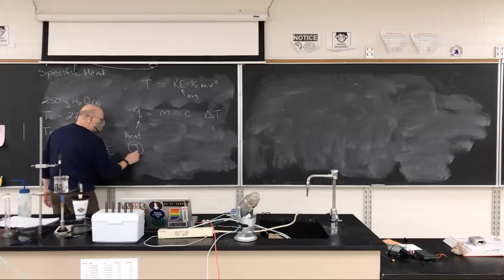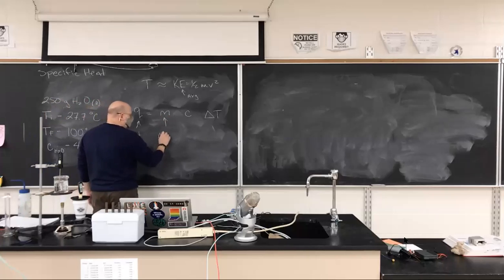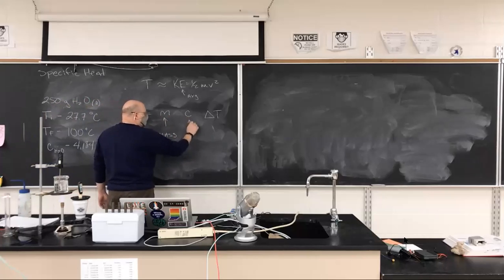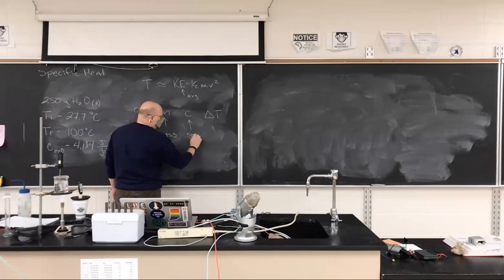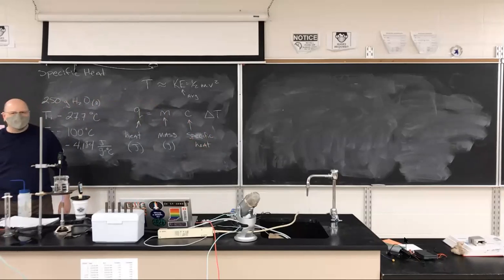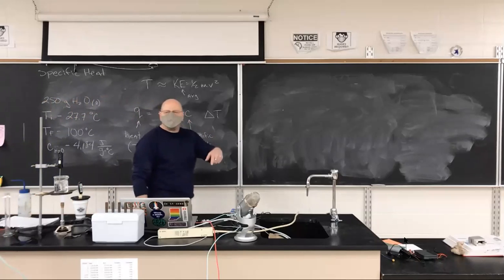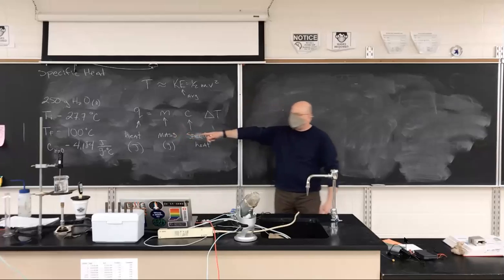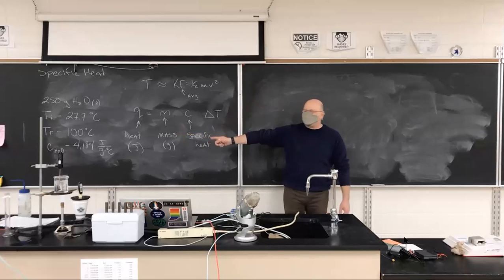Q is going to be measured in joules. M is what? Mass. And it's going to be measured in grams. C is specific heat. There we go. A unique value for each substance. For us, water has that specific heat of 4.184. It's got weird units because it has to. You'll see why here in a second.